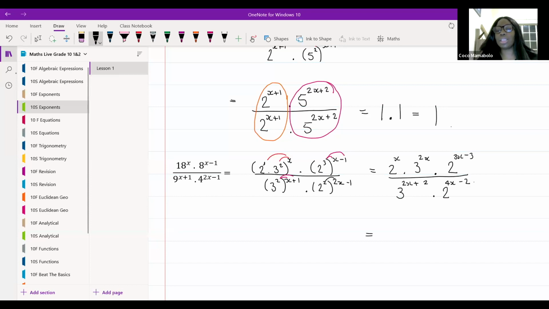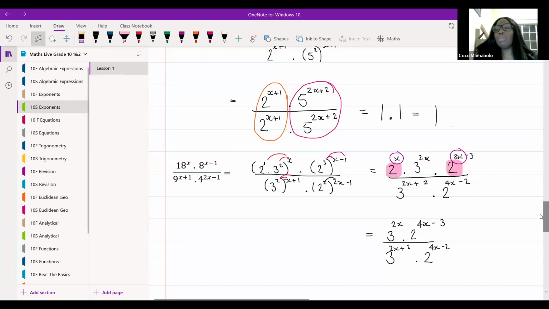All right, this is equal to, now what I'm going to notice on the top is that I've got like bases being multiplied, so I'm going to keep my base of 2, and I'm going to add my exponents. Now, x plus 3x will give me 4x, and then there's a minus 3 that comes with it. And then over here, I've still got times 3 to the power of 2x at the top, over 3 to the power of 2x plus 2 times 2 to the power of 4x minus 2.